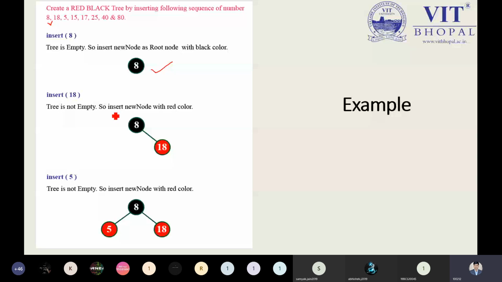Please keep in mind all the properties of the binary search tree as well as the rotation operations. Now 8 is our root, so we have added it without any doubt. Now the tree is not empty, so we are trying to insert 18. 8 is less than 18, so 18 will come to which side? Right side. Am I right? Yes, sir. So 18 will come on the right side.